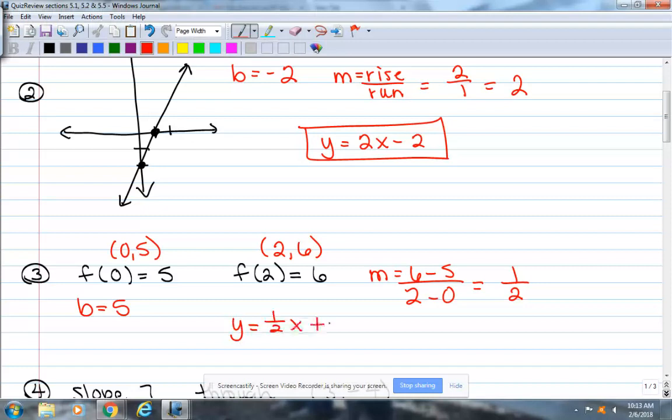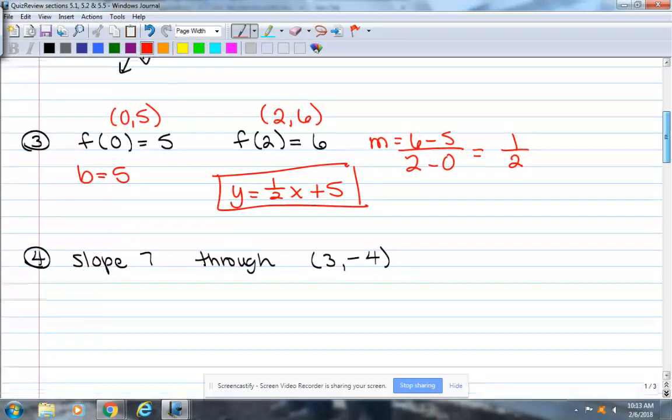Very good. So look and see if they give you a B in one of the points, okay? Any questions about that? This time, on number 4, what did they give you? Slope. So which one do you have to find? You got to get the y-intercept. You got to get B. How do you do that?